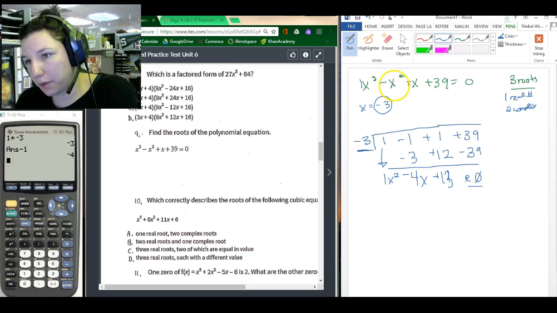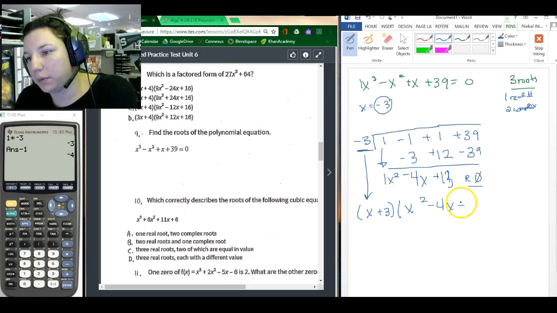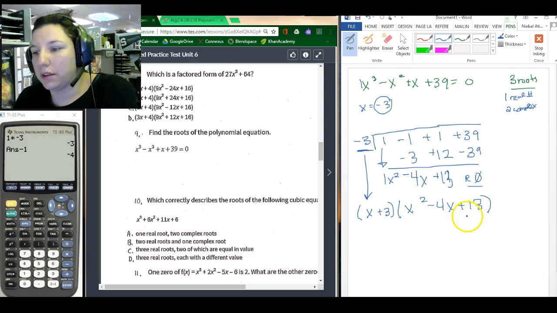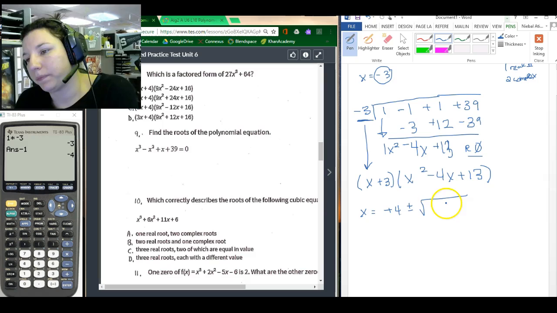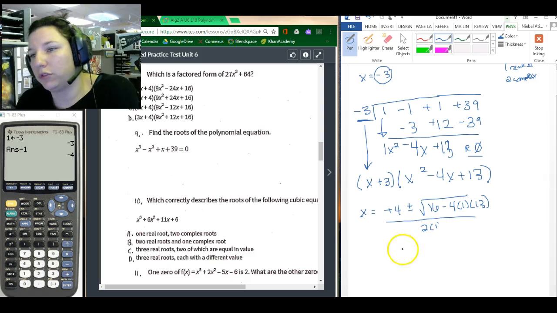So this x cubed minus x squared plus x plus 39, we have factored out to x plus 3, right? Because if we put in that x equals -3, we'll get a 0. And we have x squared minus 4x plus 13. That one we cannot factor, so we're going to need to use the quadratic formula. -b should be a -4, which makes it positive. b squared, so -4 squared is 16 minus 4 times 1 times 13, all over 2 times 1, which is just 2.